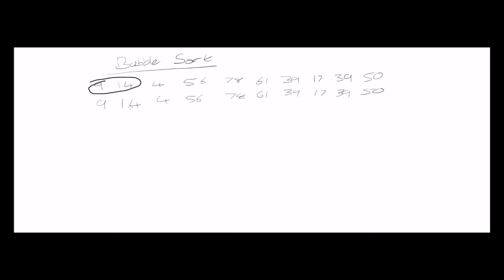Now I'm going to make my next comparison of these two numbers here. So I'm going to be comparing 14 and 4. Now I can see that 14 is bigger than 4, so for this comparison, just draw a ring round it to show which numbers we're comparing. I'll write the 4 first, then 14, swap those round, and then write out the rest of the list.